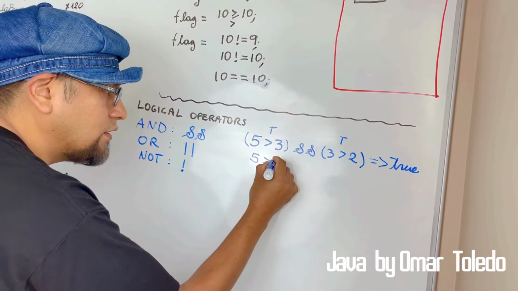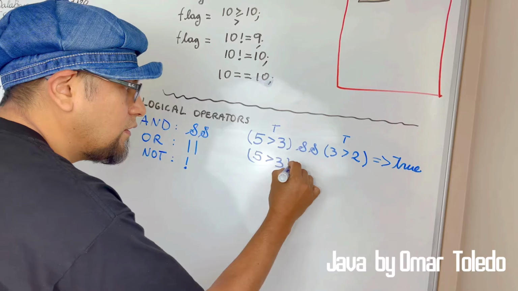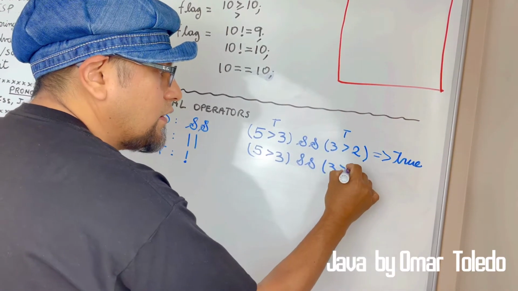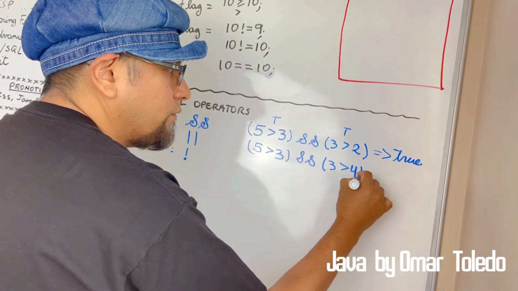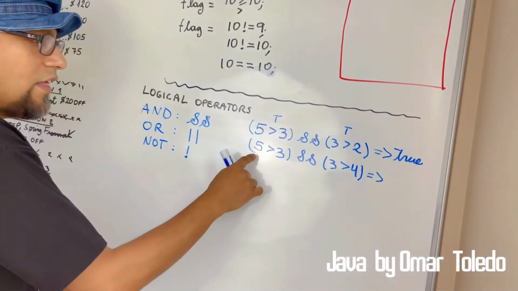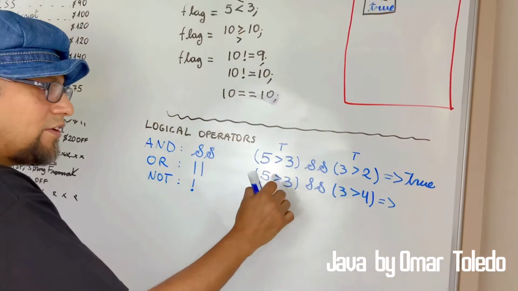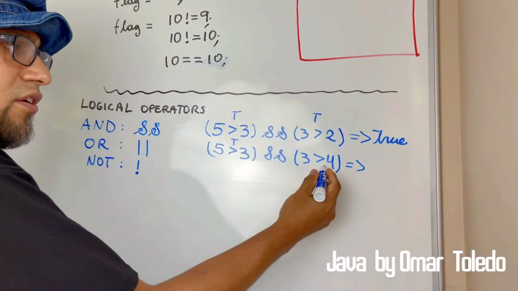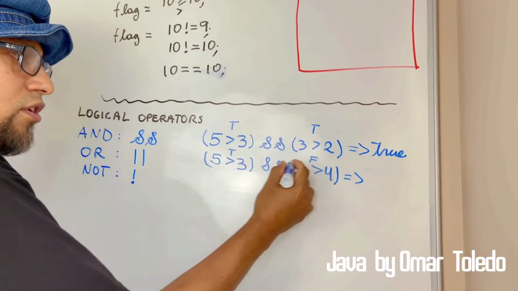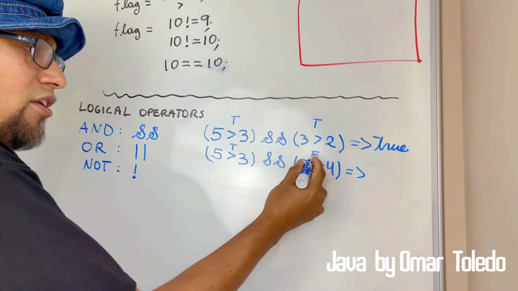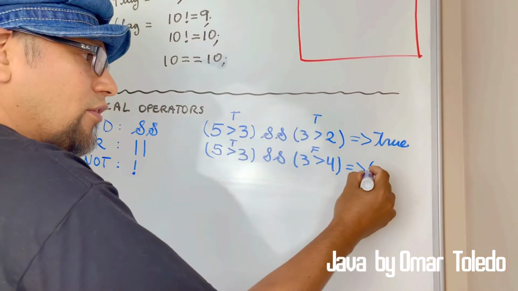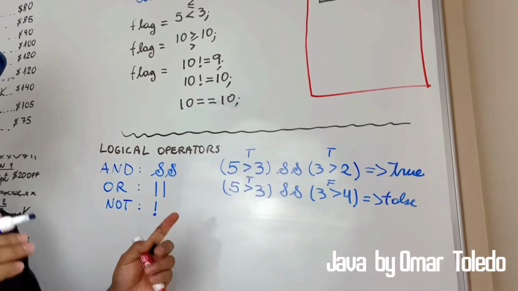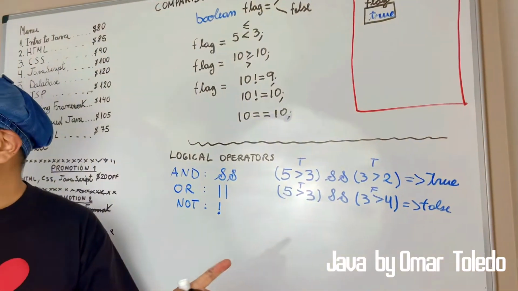5 greater than 3 and 3 greater than 4. Okay, 5 is greater than 3? True. 3 is greater than 4? False. True and false is going to evaluate to false. The only way that the AND operator evaluates to true is when both have to be true.